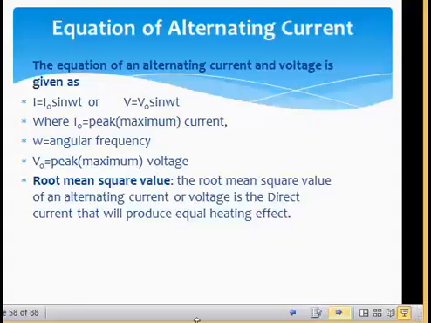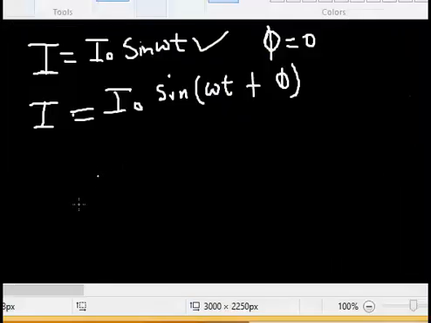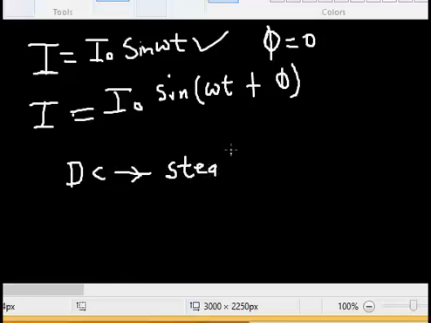So now we look at what is known as the root mean square value of an alternating current. The root mean square value of an alternating current or voltage is the direct current that will produce equal heating effect. Now remember, a direct current can be measured directly. Every direct current has a steady voltage. DC has steady voltage. The voltage or the current is always steady throughout the time.